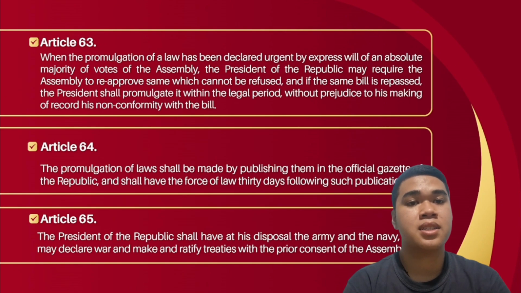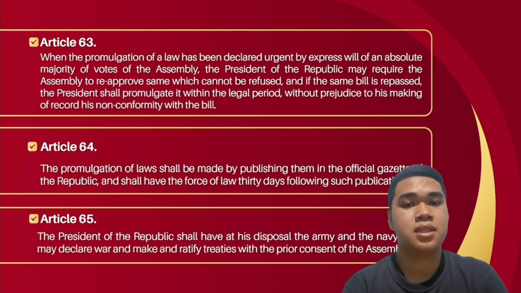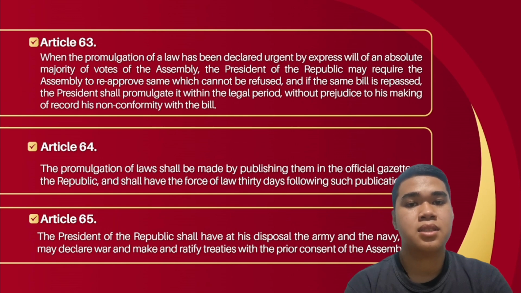The next article is Article 63. It guarantees that even in cases where the president disagrees with the content of a law, he or she must act swiftly and formally when the assembly deems it urgent.